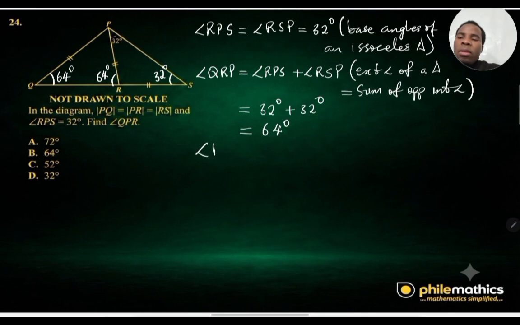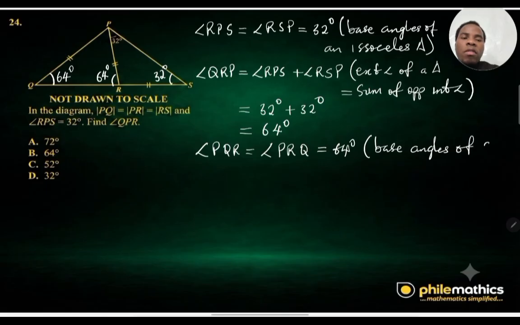Angle PQR equals angle PRQ or QRP, which is 64 degrees. The reason is same as base angles of an isosceles triangle.